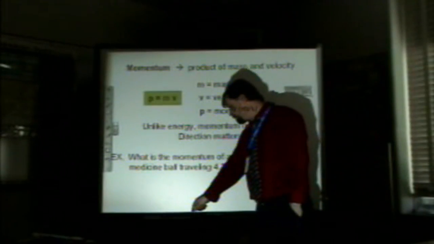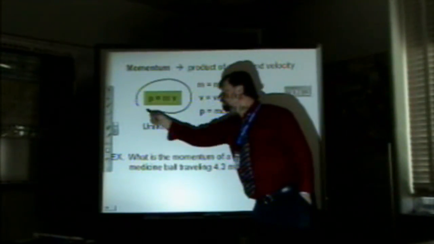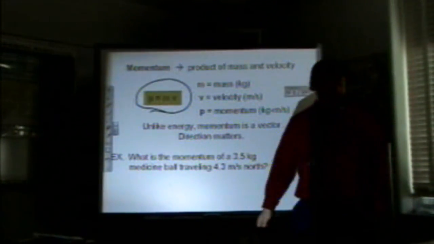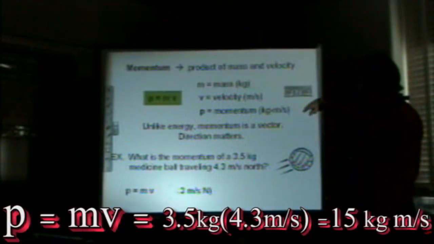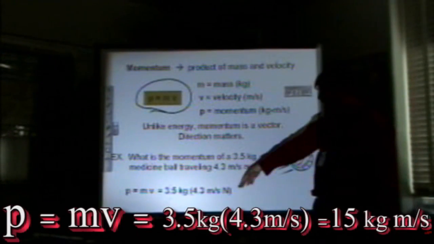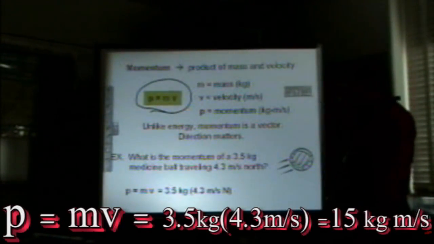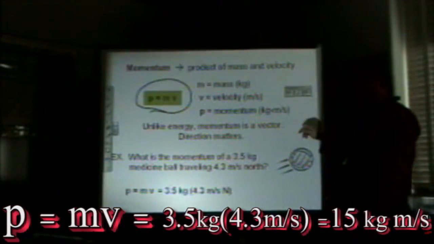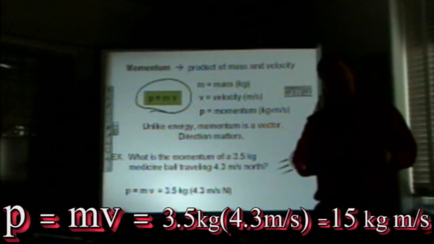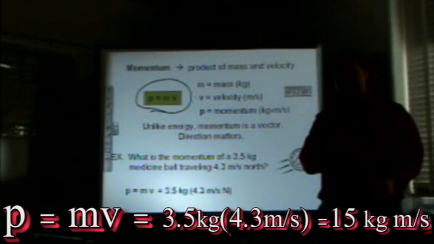north? So we just use this simple equation here. Momentum is mass times velocity. We have a mass of 3.5. We have a velocity of 4.3 meters per second north, which, would that be positive or negative if we go north? Positive. Positive, all right.